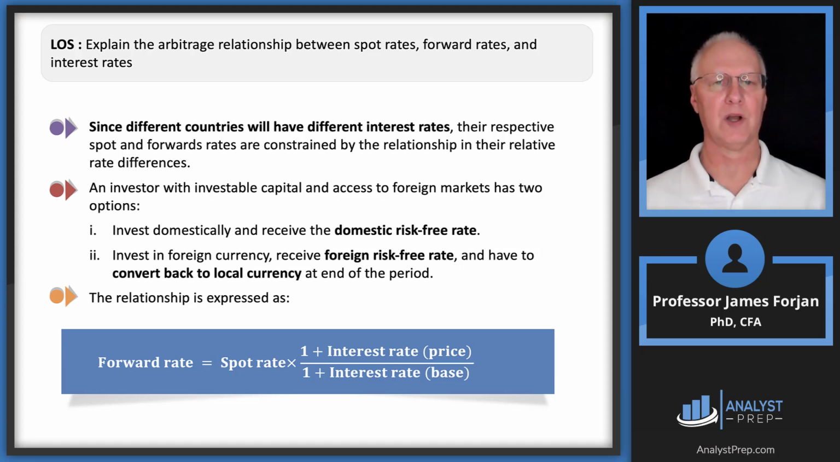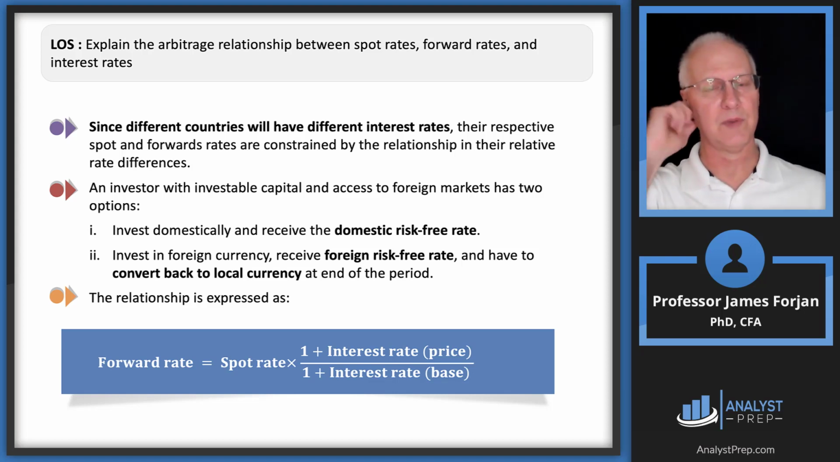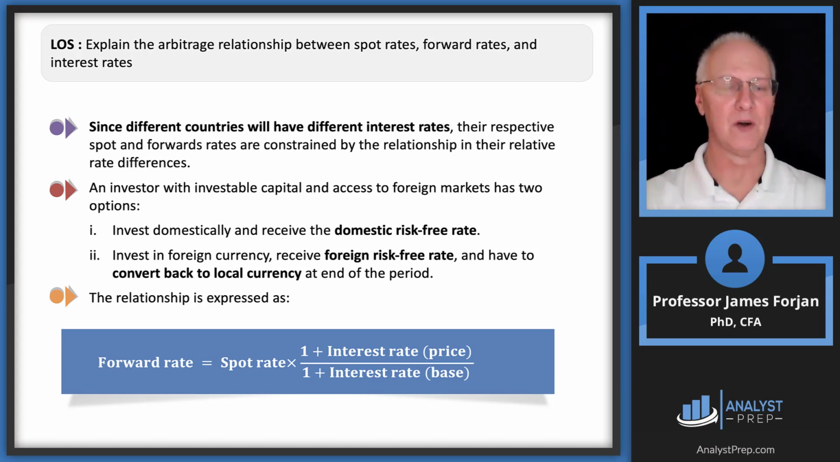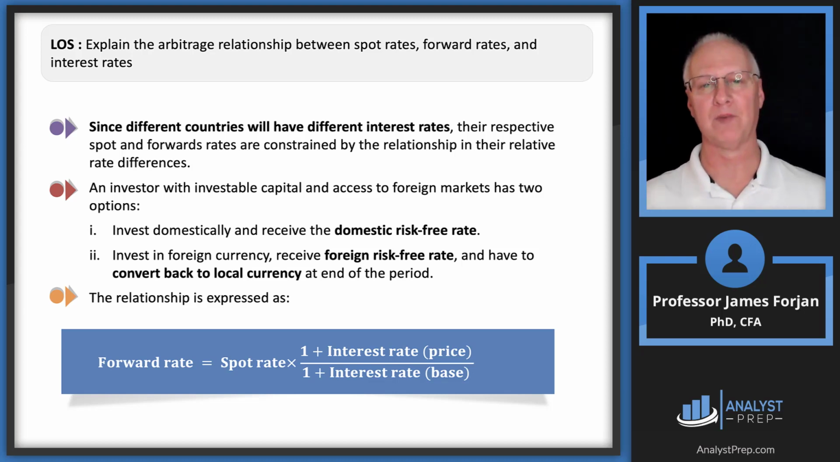arrow point tell us? Since different countries will have different interest rates, their respective spot and forwards are constrained because of the differences in interest rates between the two countries. I mean, think about this. In my first example, if the US dollar and the Canadian dollar had a unitary relationship, 1-to-1, and risk-free interest rates were 5% in the US and 5% in Canada, there would really be no need for anybody in either one of those countries to say something like, oh, I can get a better deal if I invest in a bank or a federal government security in the other country, right? Everybody would be satisfied with their domestic choices.